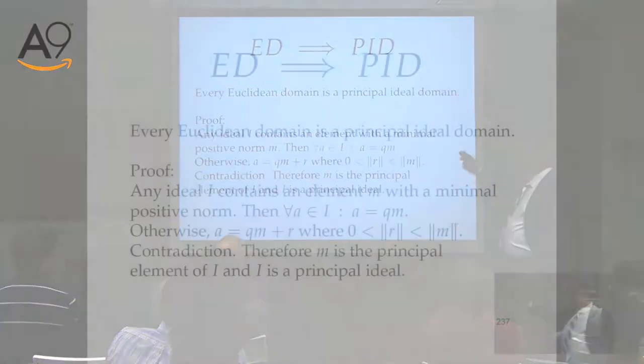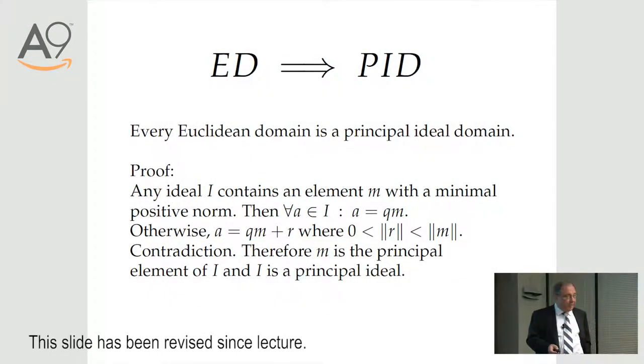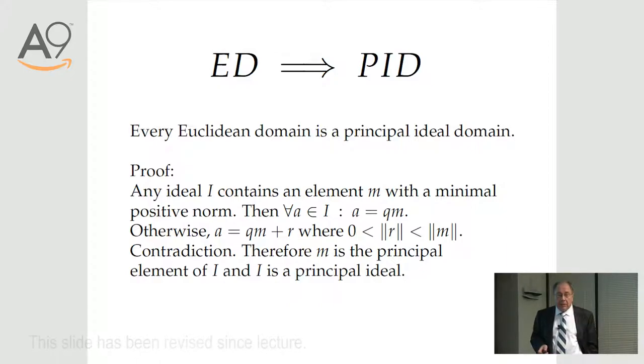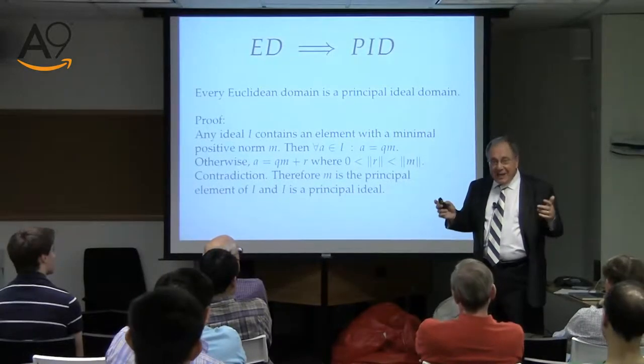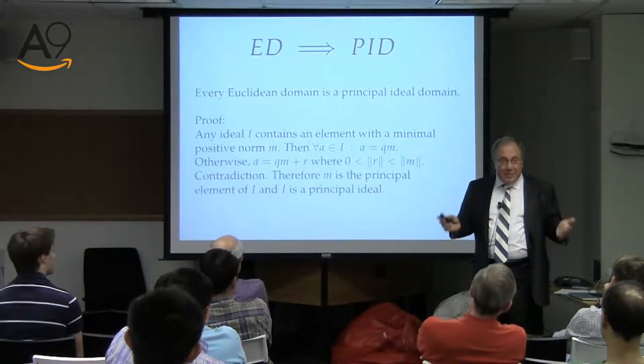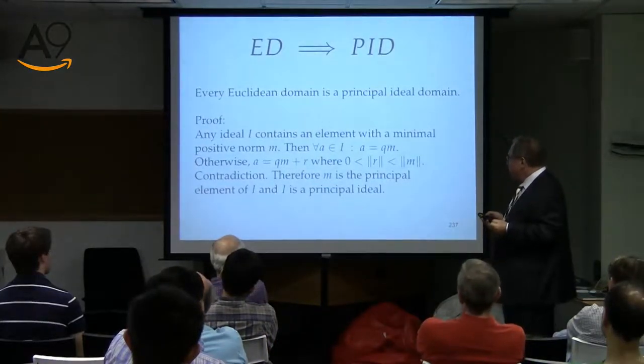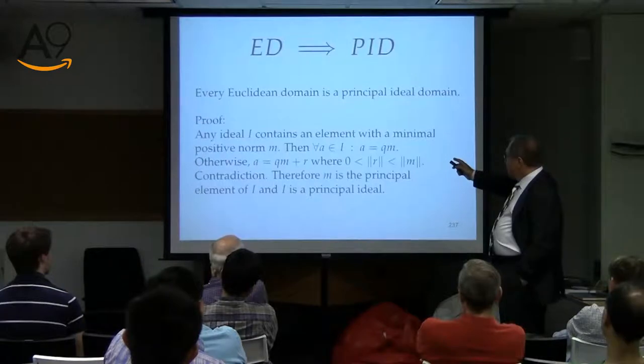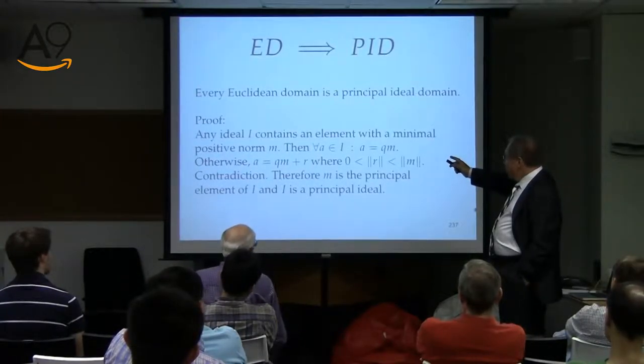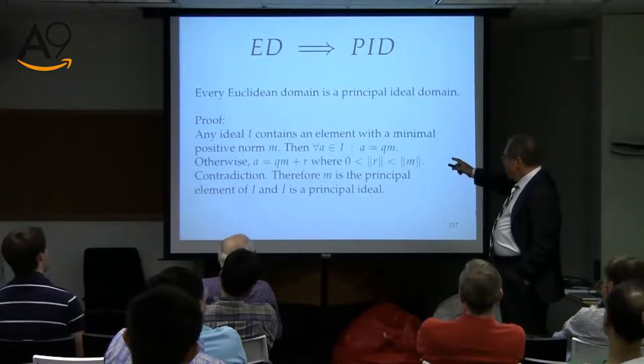Okay, so any ideal contains an element with a minimal positive norm. Why? Positive norm is what? An integer. Any set of positive integers has to contain a minimal element. It's well-founded. It cannot be that there's an ever-decreasing sequence of positive integers. So we find the smallest one, right? Then everybody in this ideal equals A times M.